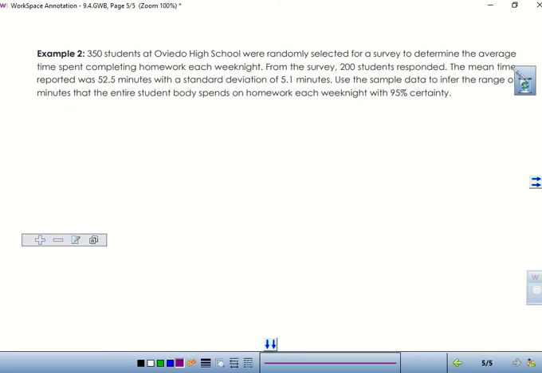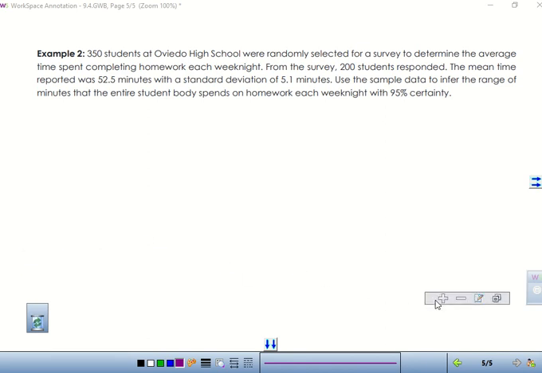So it says 350 students at Oviedo High School were randomly selected for a survey to determine an average amount of time spent completing homework each weeknight. From the survey, 200 students responded. The mean time reported was 52.5 minutes with a standard deviation of 5.1 minutes. Use the sample data to infer the range of minutes that an entire student body spends on homework each weeknight with 95% certainty. So we're going to go through and identify all of our variables.